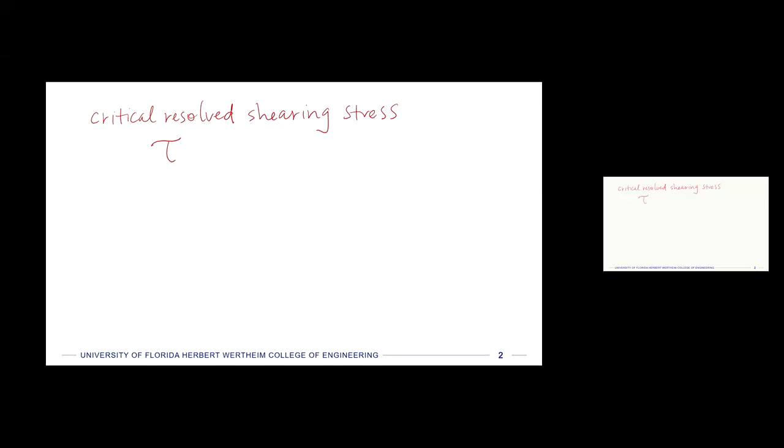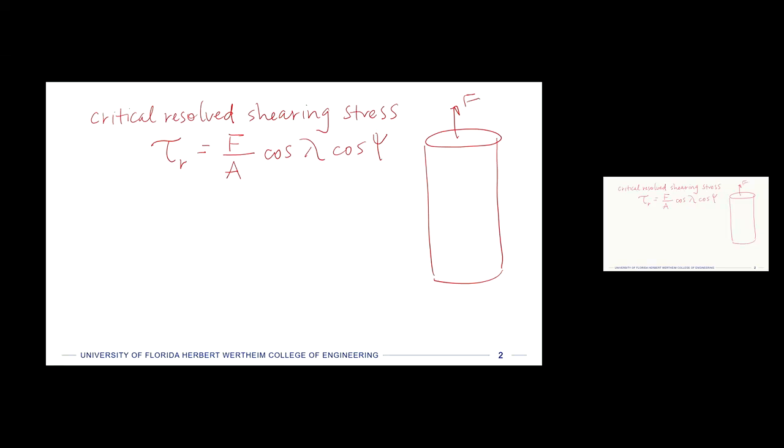Tau, there we go. So tau r was equal to the force at the end of a bar divided by the area of that bar times cosine of lambda times cosine of psi, right? And I can just draw the bar real quick again. So it's just this cylindrical bar with a force applied at the top and bottom and some area A at the top, over which this tensile load is applied. And then we identified some slip plane in the middle like this. All right, so you should see that in your notes.